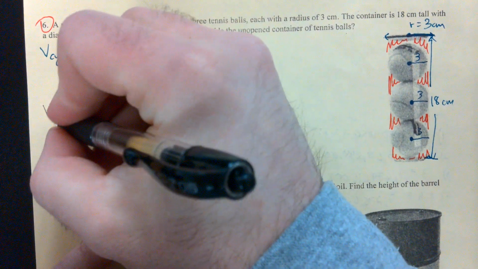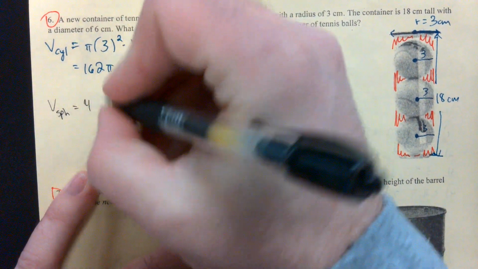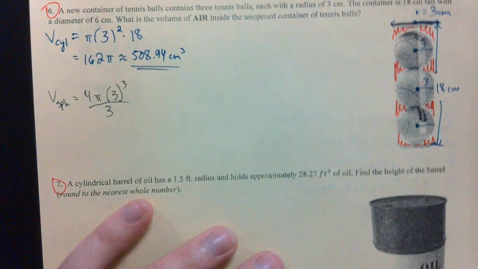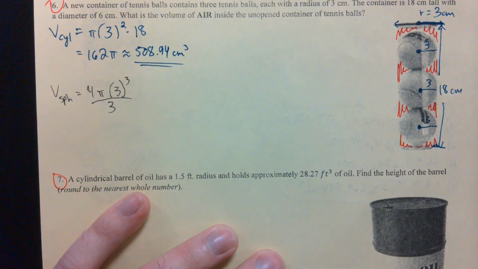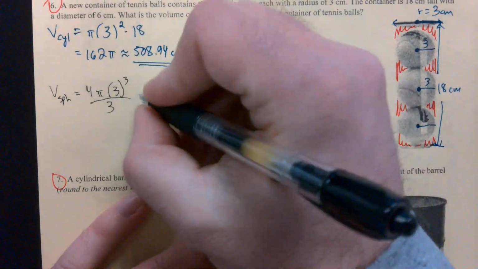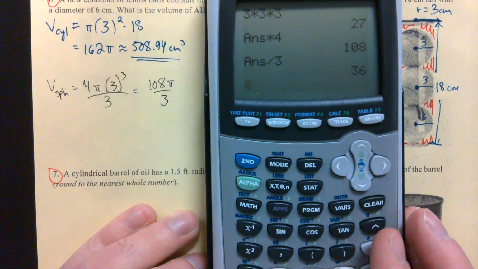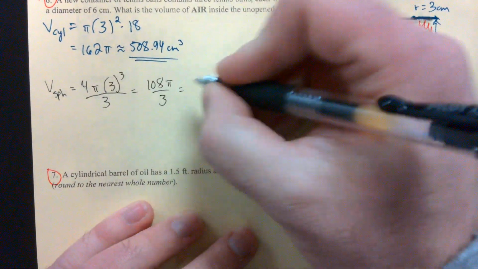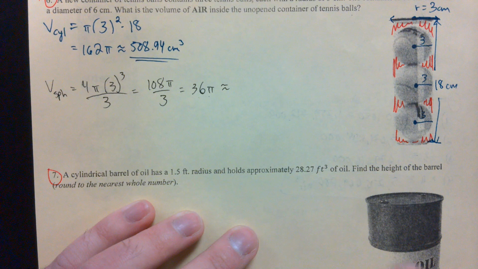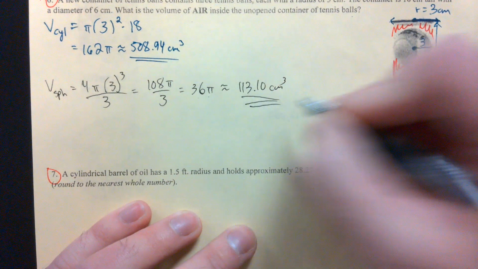Now let's find the volume of one of our spheres. It'll be 4 pi r cubed over 3. Well, 3 times 3 times 3 is 27. Times 4 is 108. So 108 pi over 3. 108 divided by 3 is just 36. And 36 pi is what? 113.1 cubic centimeters.